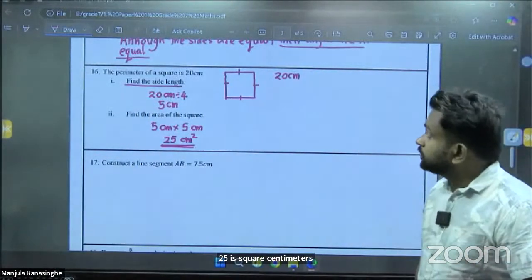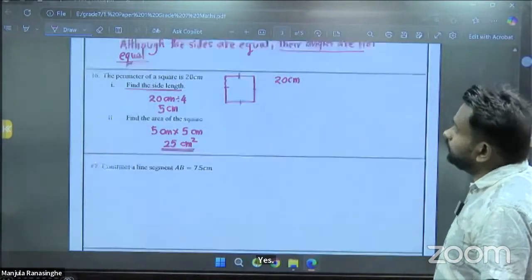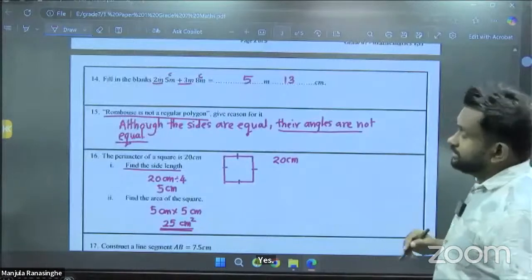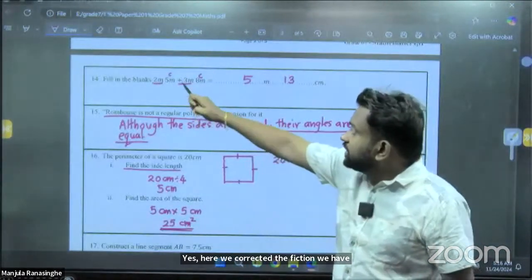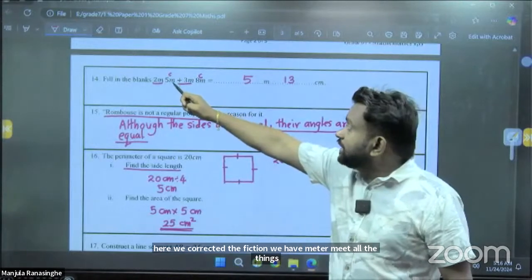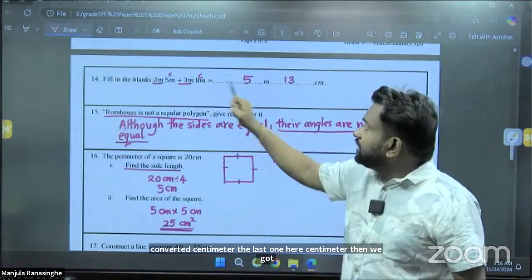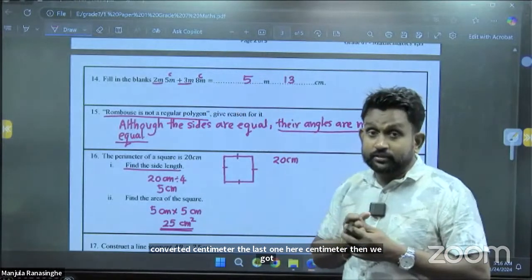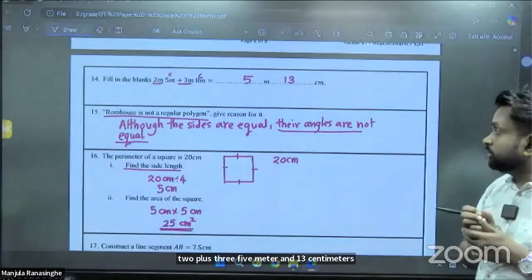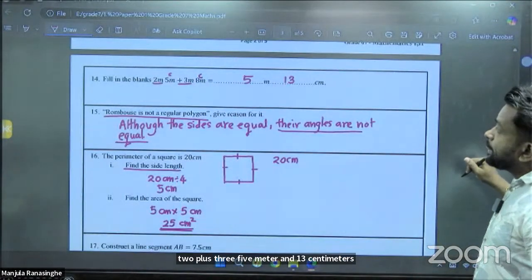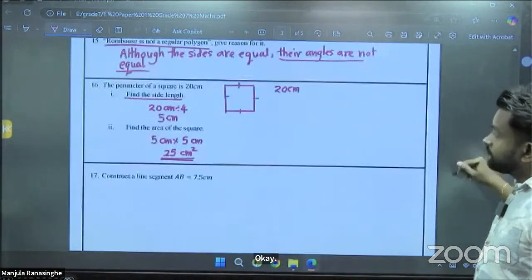Excuse me, sir. Yes. What is the answer for the 14th question? Yes, here we corrected the question. Here all the things in meter, we converted the last one to centimeter. Then we got 2 plus 3, 5 meter and 13 centimeters. Okay, sir. Thank you.